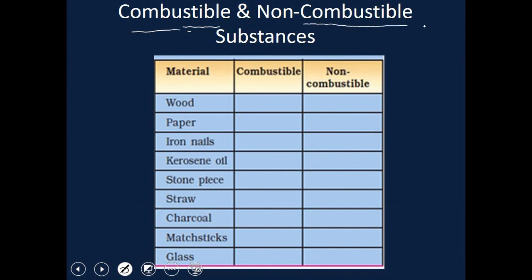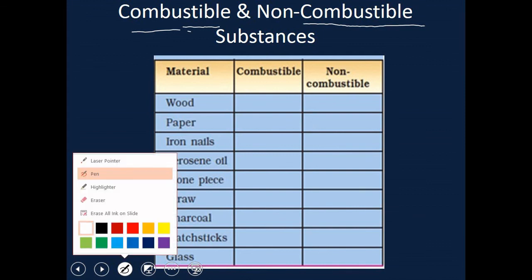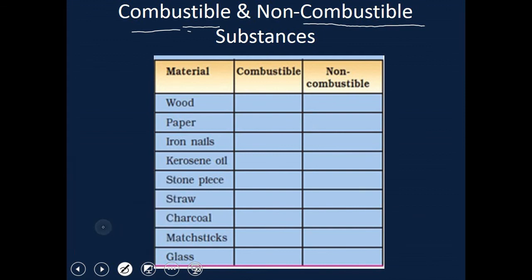Children, first I want to share a list with you. After that, we will try to define combustible and non-combustible substances. Combustible substances are the substances which burn easily. So I have a table here. With the help of this table, I want you to find out what is a combustible substance and what is a non-combustible substance. So what do you think?